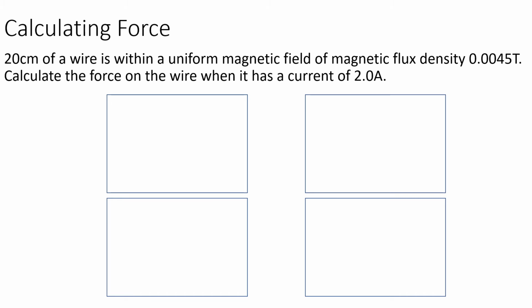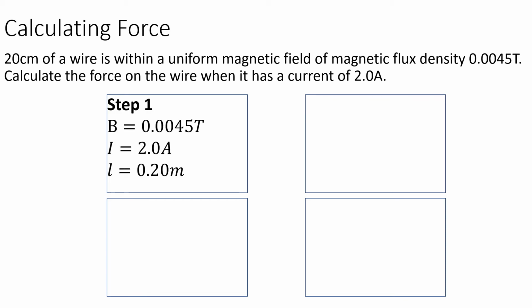Next question. 20 centimeters of wire is within a uniform magnetic field of magnetic flux density 0.0045 teslas. Calculate the force on the wire when it has a current of 2 amps. So our first step is to write down what we know. Now notice that we've had to convert centimeters to meters because we need to be using the SI units. That's the standard scientific units. So B is 0.0045, I is 2, and L is 0.2.